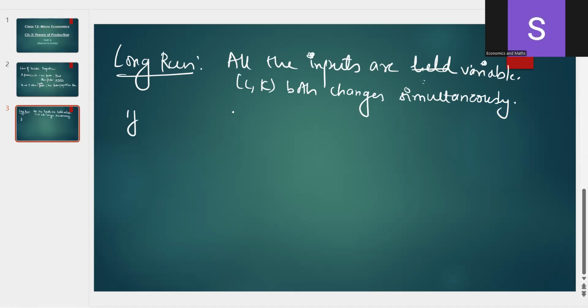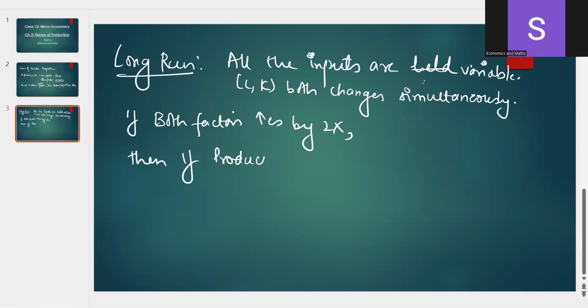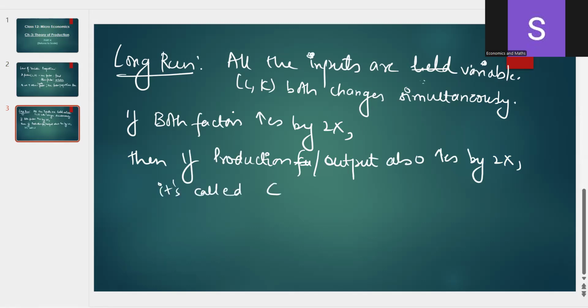So let's say both the factors increase by 2x, and the production, or the output, also increases by 2x. Then it is called constant returns to scale.